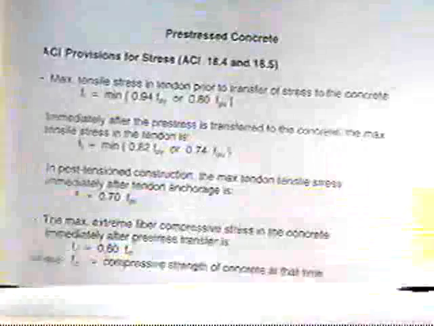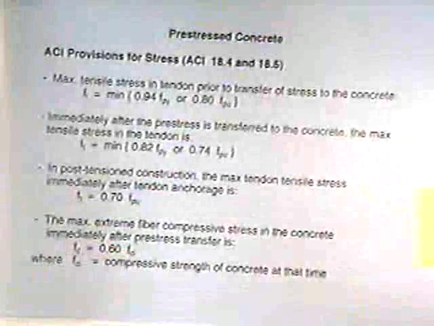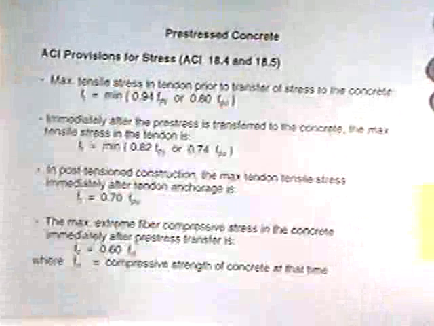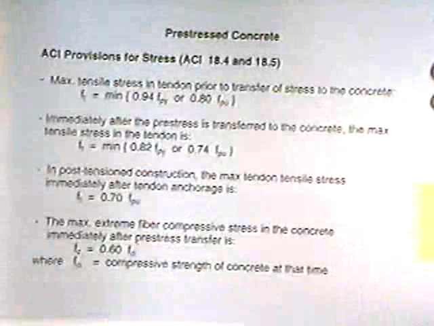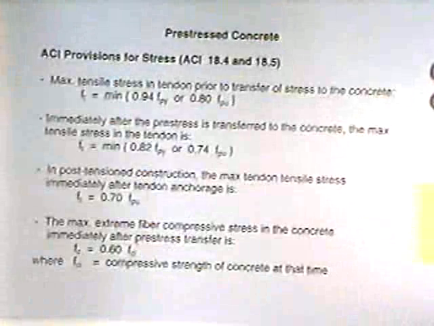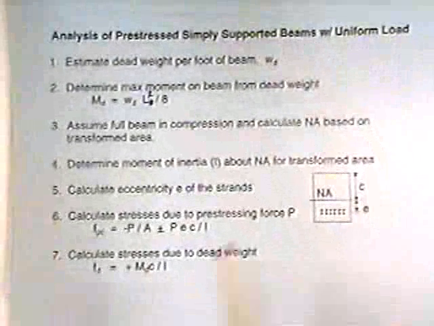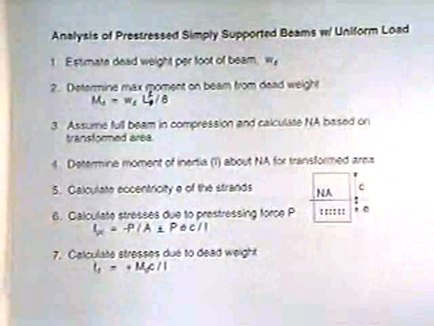Another possible test problem could be in pre-stressed concrete. For these, the whole first 2 sheets are basically allowable stresses for the tendon and for the concrete, prior to transfer, after transfer, and long-term effects, etc. I'm going to skip that sheet. I'm assuming that you can go check those numbers. The one I want to talk about is the analysis of pre-stressed, simply supported beams with uniform loads.